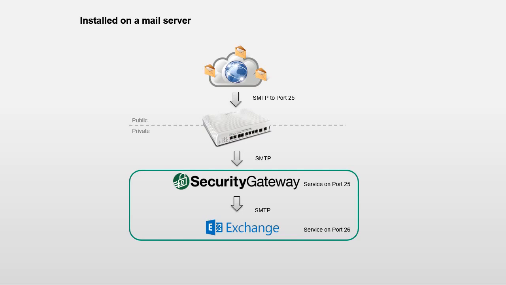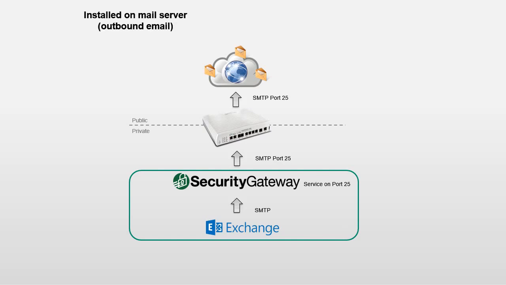Now when you configure it that way, your users will need to make sure that their mail clients are configured to use port 26 instead of port 25 for SMTP. But that is the most straightforward approach for installing them on the same server. And that also applies to outbound mail. So your mail server, in this case, would be, for example, an Exchange server running on port 26 on the same server that Security Gateway is on.